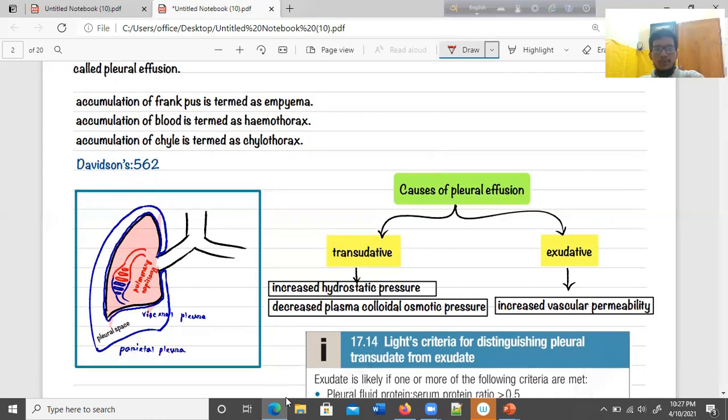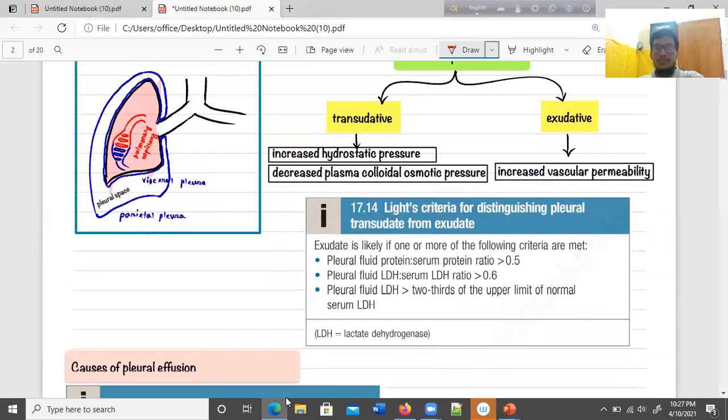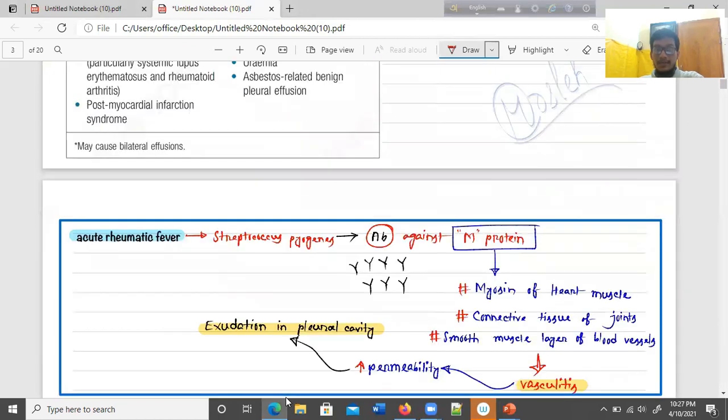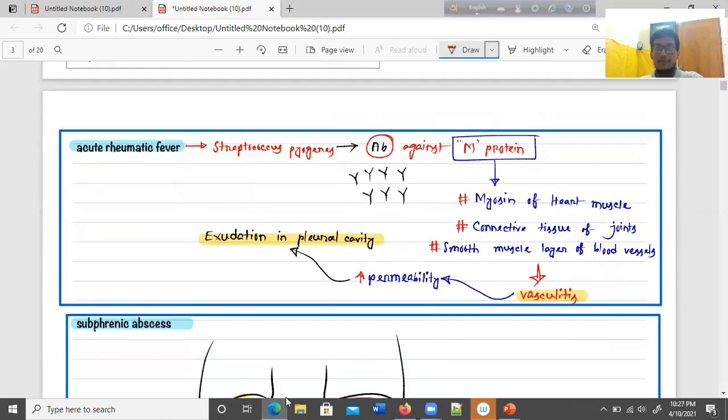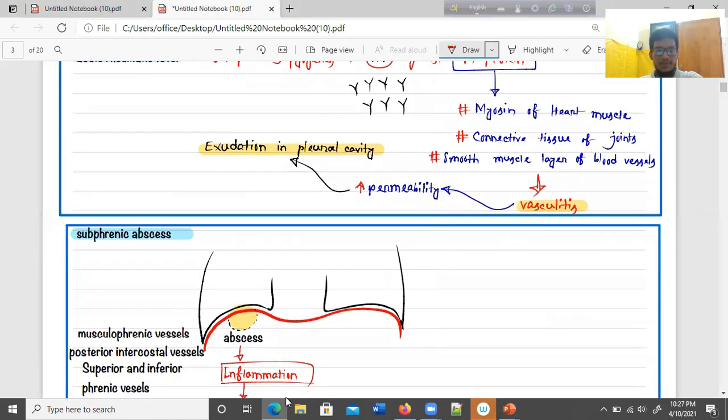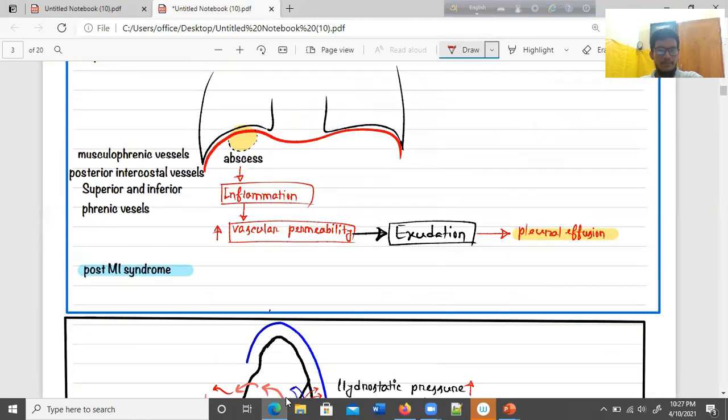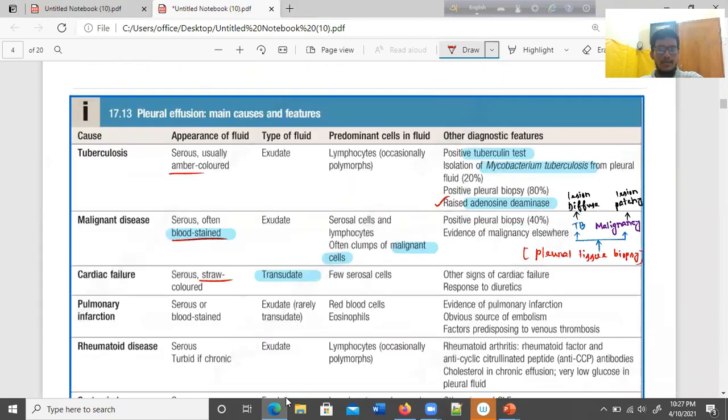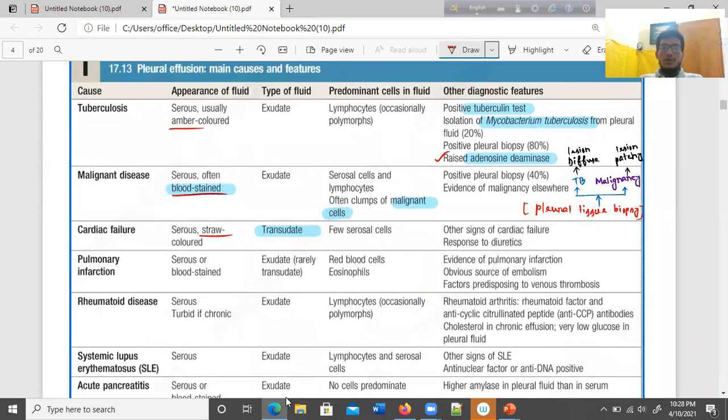Okay, today we will see again the most important chart from Davidson with explanation. I will try my best to give you a brief explanation which will help you very much. Now look at that chart. This is the chart from Davidson. So there are some most common causes of pleural effusion. Okay, so why is the chart important?